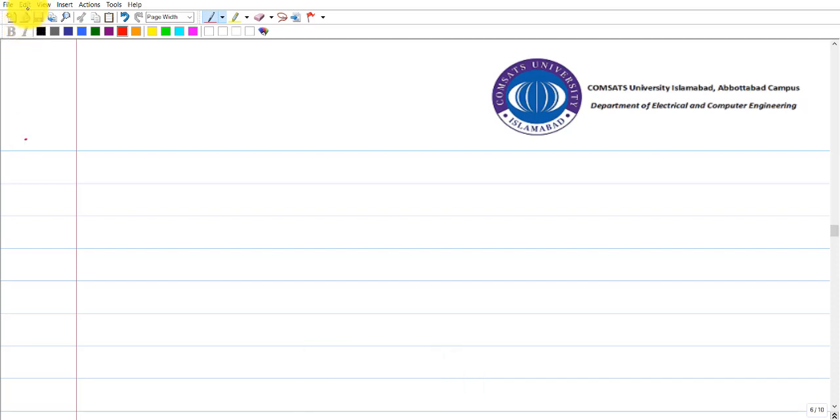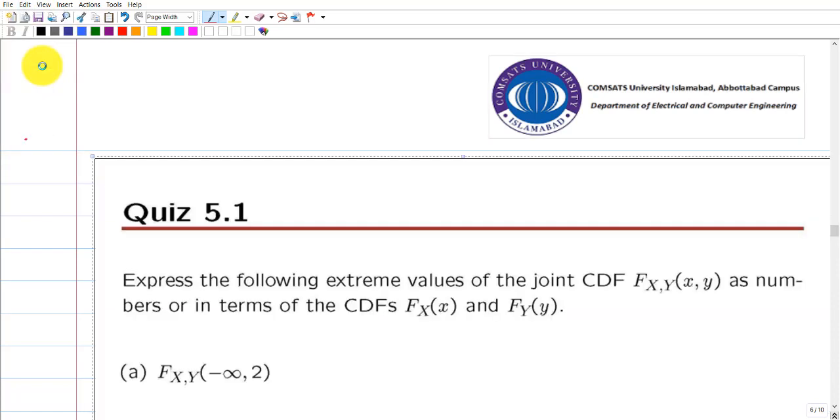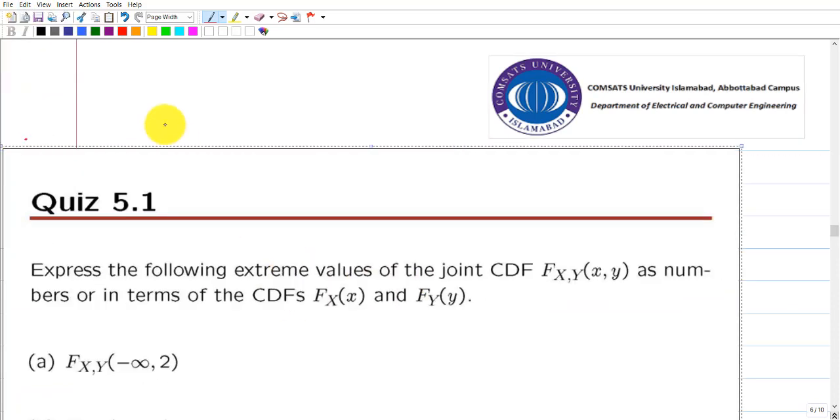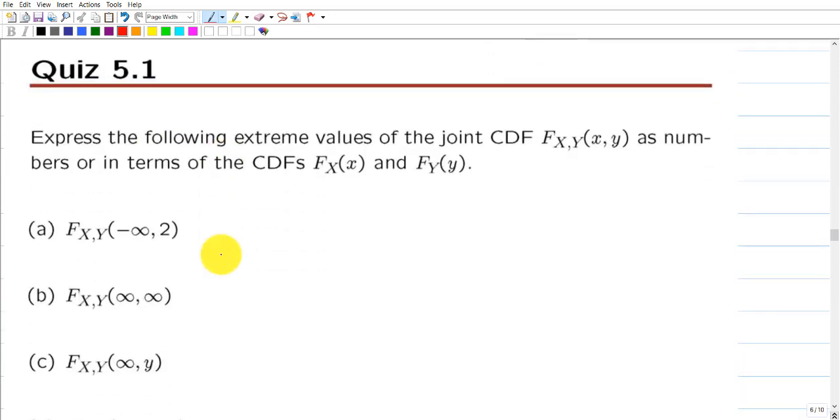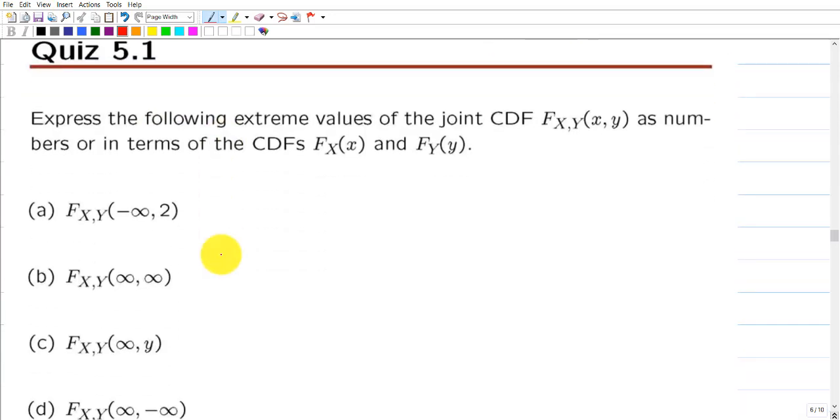So I will copy this example from the book. It is quiz 5.1. It says: express the following extreme values of the joint CDF as numbers in terms of the CDFs F_X(x) and F_Y(y). So we can see that from what we have seen in the theorem, we can find these out easily.